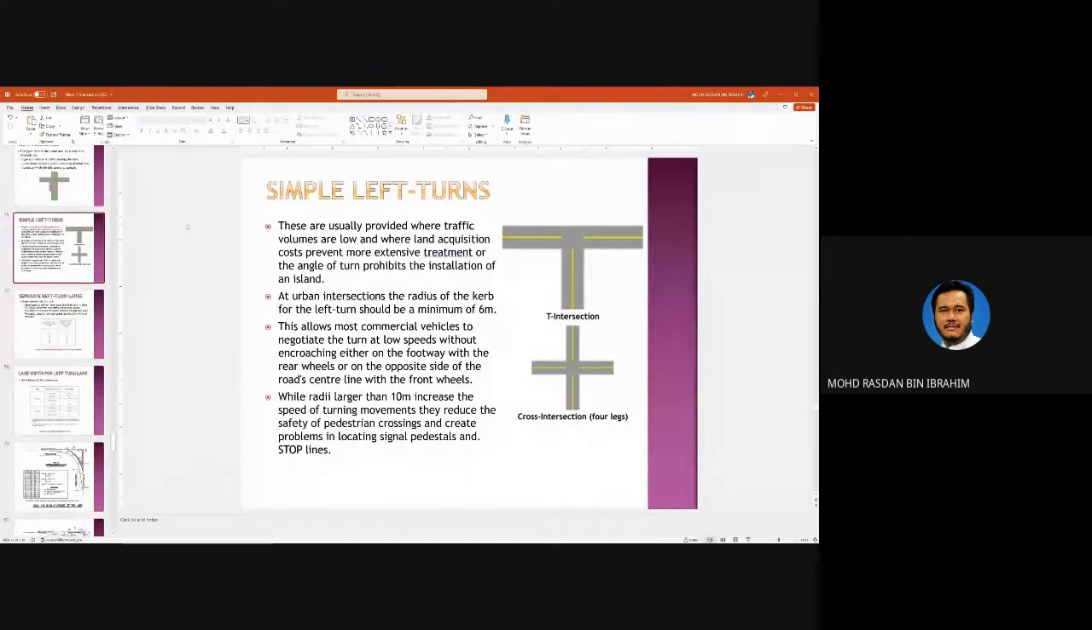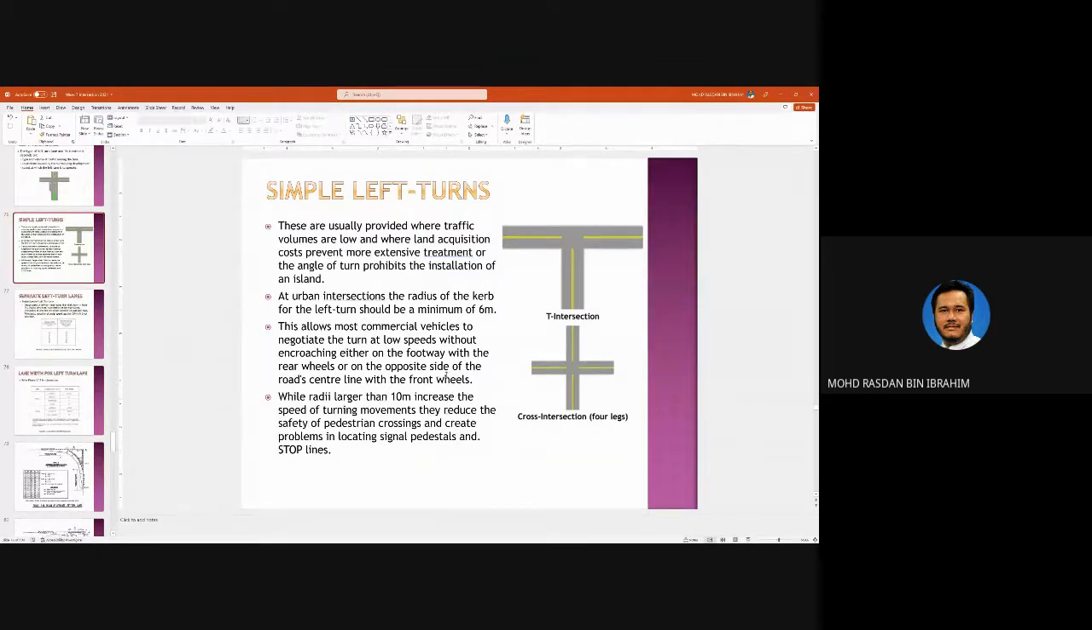They are usually provided where traffic volumes are very low and land acquisition costs prevent more extensive treatment. Very expensive land. Okay, so you can only afford a simple left turn. At an urban intersection, the radius of the curb for a left turn should be a minimum of 6 meters. Radius turning dia mesti at least 6 meters. This allows most commercial vehicles to negotiate the turn at low speeds.